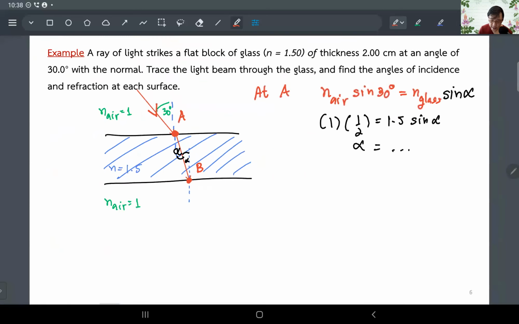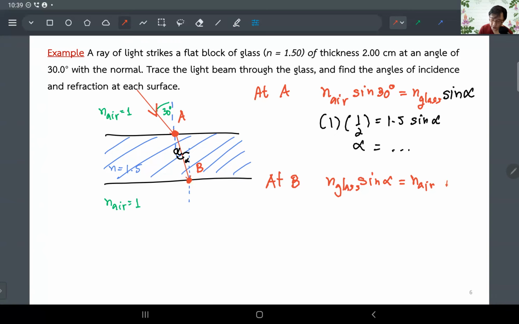At B, you start from the glass: n in glass, sine alpha, because that's going to be your incident angle alpha. Now you come out into the air, so you say n in air, and then you come up with the refracted beam out. Because you're going from 1.5 to 1 in the index of refraction, I know that the angle will bend away from the normal in this case. All right, so I can just say sine.